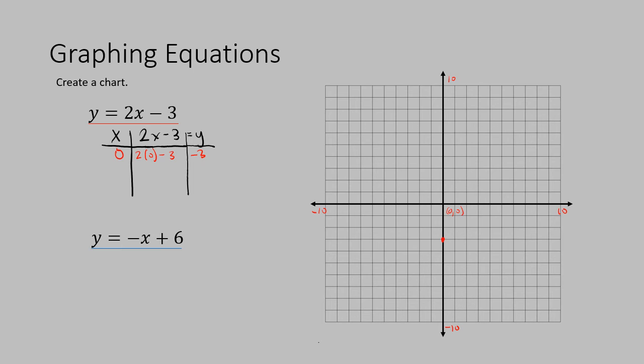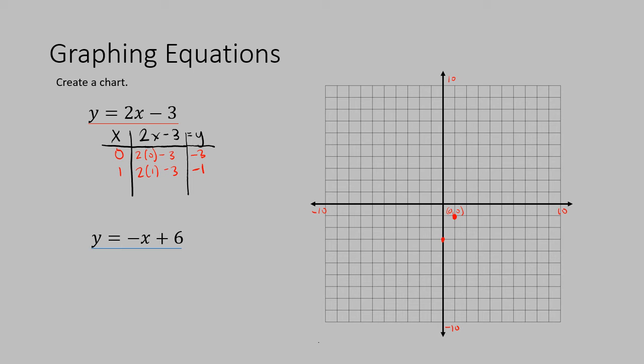Awesome. Now, let's pick another point. Let's pick 1. If we plug in 1 for x, then it would be 2 times 1 minus 3. That's going to be negative 1. 2 times 1 is 2 minus 3 is negative 1. So that means the point 1, negative 1 right there is on this graph also.